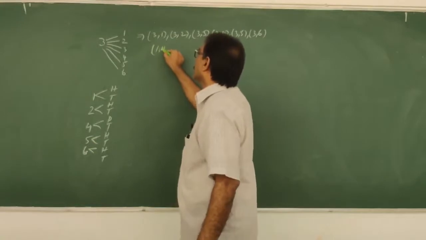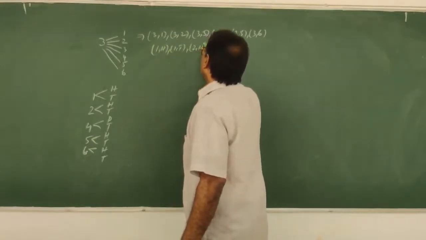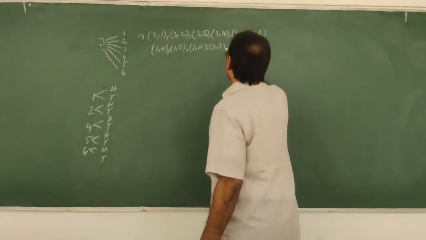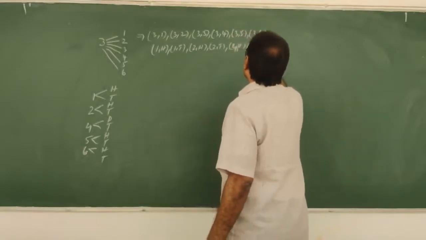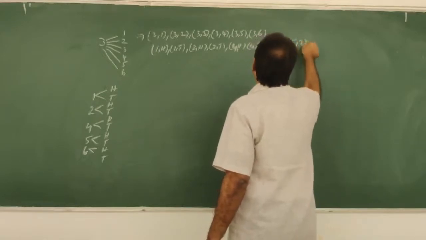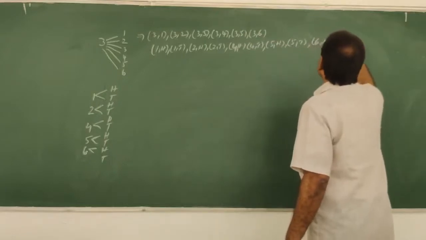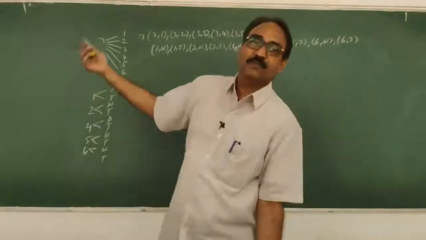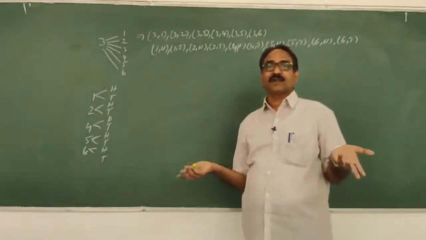1 comma head, 1 comma tail, 2 comma head, 2 comma tail, 3 comma head, 4 comma head, 4 comma tail, 5 comma head, 5 comma tail, 6 comma head, 6 comma tail. These are the chances. So now all these chances are nothing but sample points.